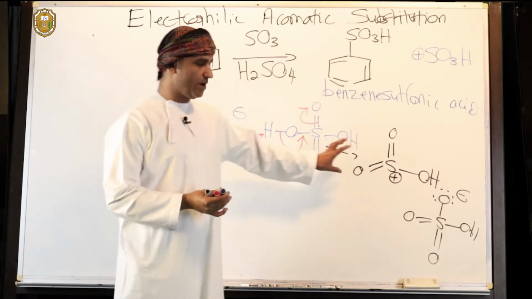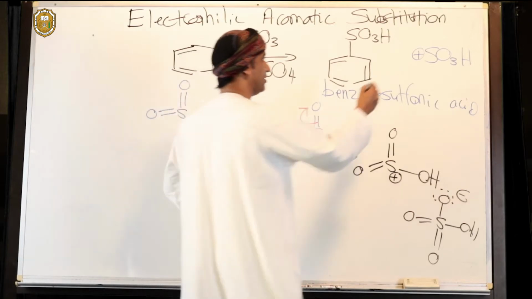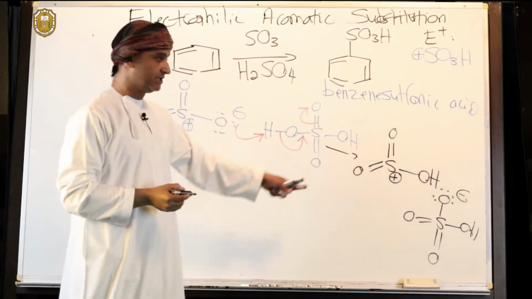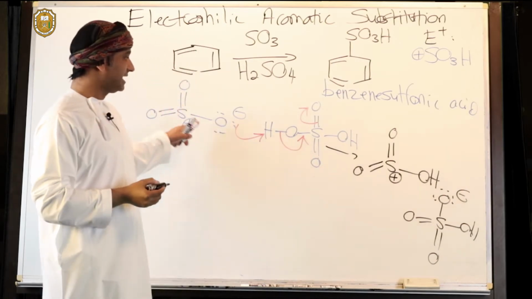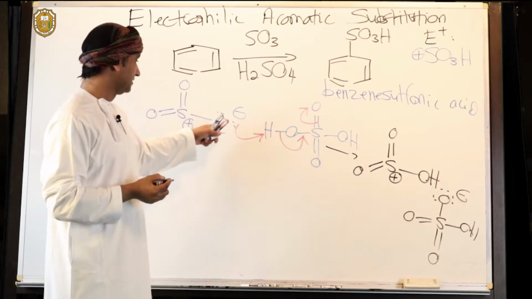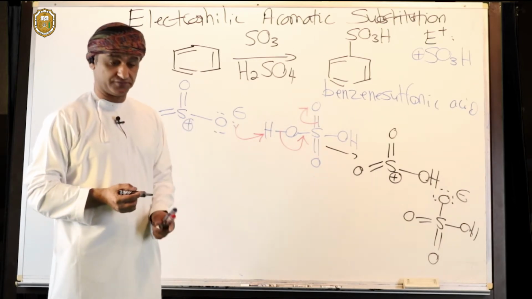This is actually the required electrophile, SO3H, as we identified early on. This is the electrophile that's required, and that's exactly it. This is how it's formed as a result of this protonation reaction, protonation, if you like, of this alkoxide in sulfur trioxide with sulfuric acid.